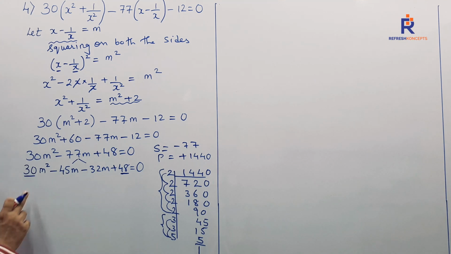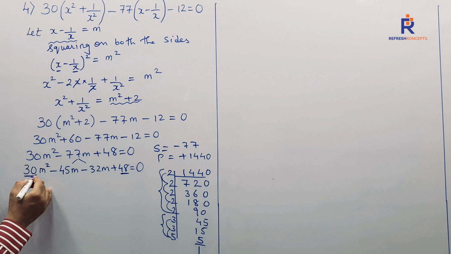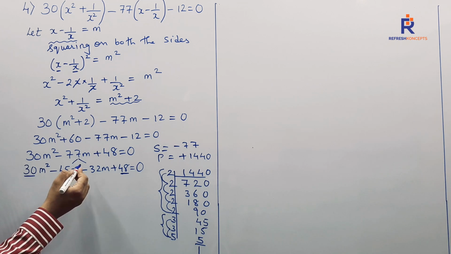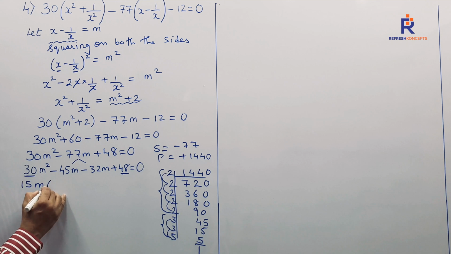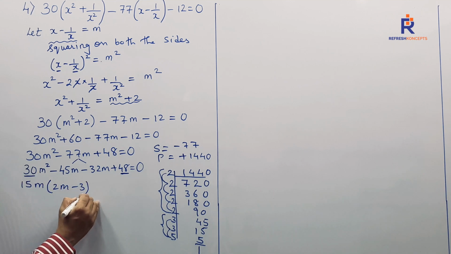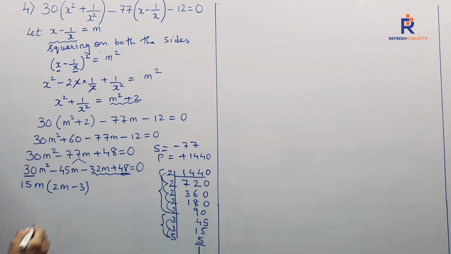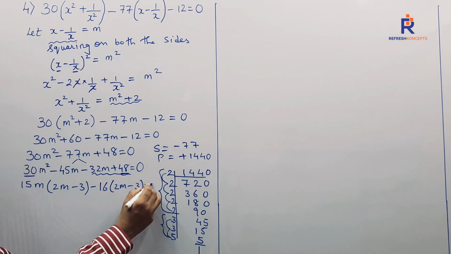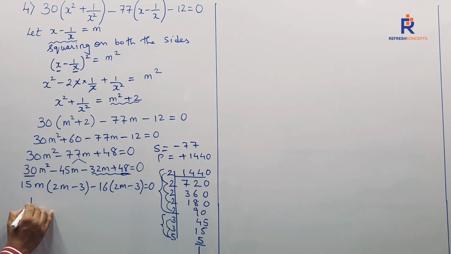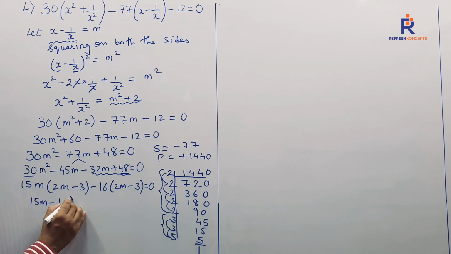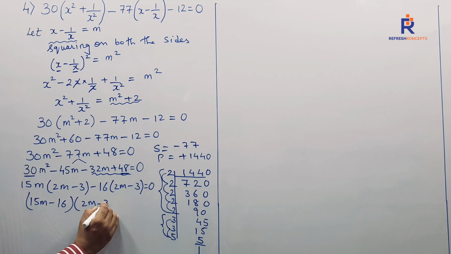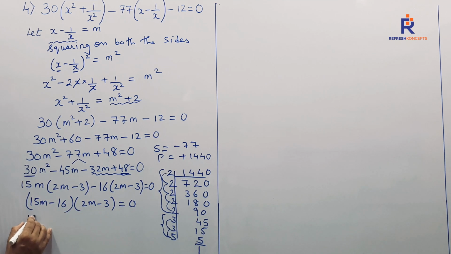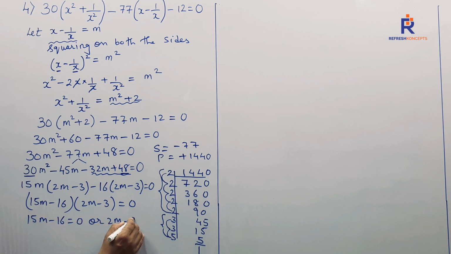What shall I take common now? Any idea? 5 is okay, probably 5 is taken as common, or 15 can be taken as common. 15. So 15m, 2m minus 3. What can be taken as common here? Minus 16, 2m minus 3 equals 0. 15m minus 16, 2m minus 3 equals 0. 15m minus 16 is 0, or 2m minus 3 equals 0.